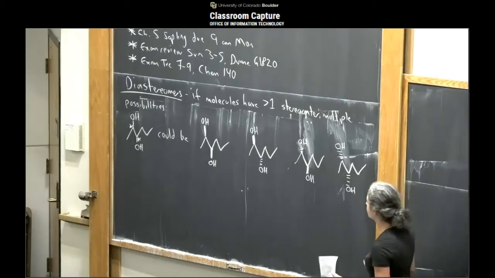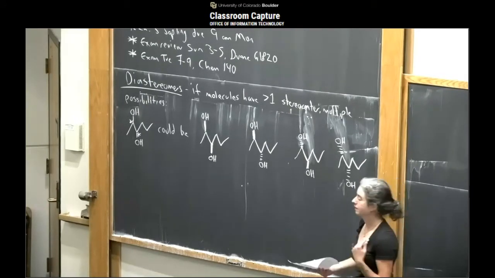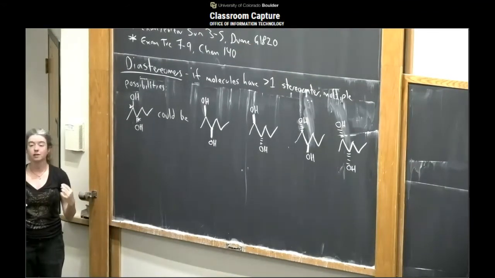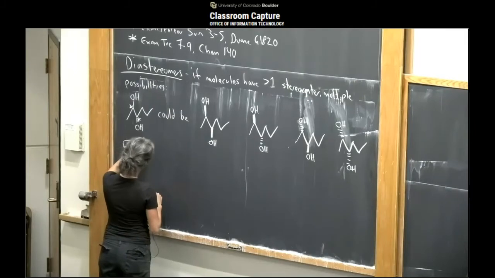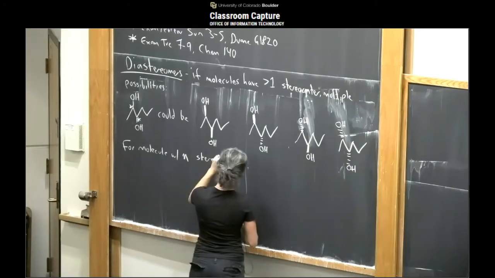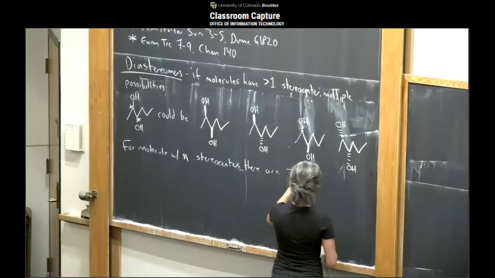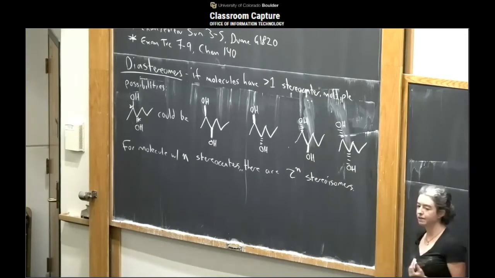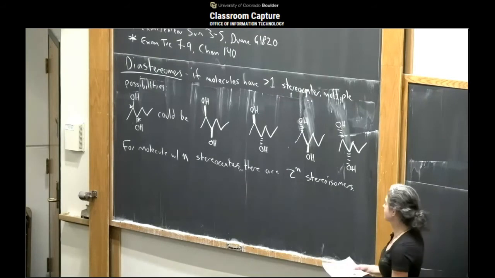Okay. So as a rule of thumb, because there's two different possibilities at each stereocenter, if you've got a molecule with, say, two stereocenters, you're going to have a total of 2 to the 2 possible molecules or possible stereoisomers. So to generalize this, for a molecule with n stereocenters, there are 2 to the n possible stereoisomers. So if I had 3 stereocenters, 3 asymmetric carbons, then I would have 8 possible isomers. If I had 4, I'd have 16, and so on.